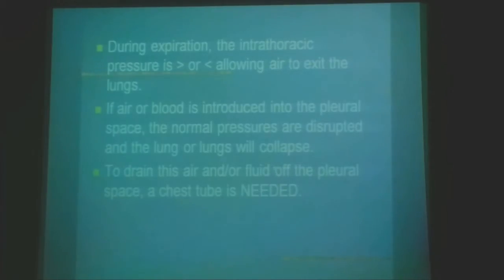If air or blood is introduced into the pleural space, the normal pressure is disturbed and the lung will collapse. To drain this air or fluid from the pleural space, a chest tube is needed. So the main function of the chest tube is what? In better terms, to regain or maintain the negative pressure of the thoracic cavity. Okay? This is the main function of the chest tube.